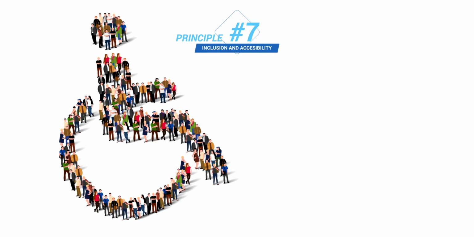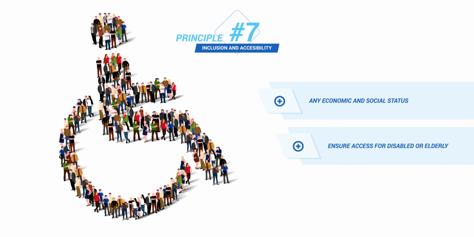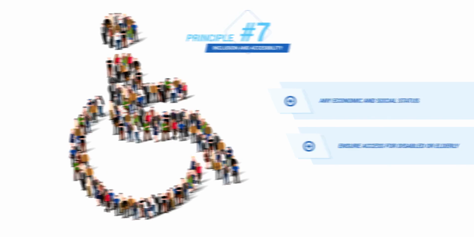Principle 7. Inclusion and accessibility. This principle is about designing public services that do not leave aside the people who need more help. This means designing services that are accessible to everyone, overcoming social and economic divides and exclusions, and ensuring that people with disabilities, the elderly, and other disadvantaged groups can use the service just like any other citizen.